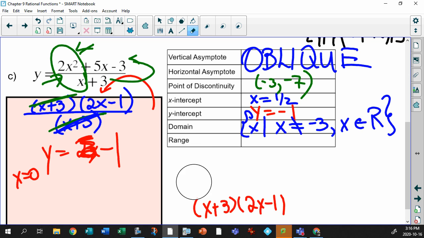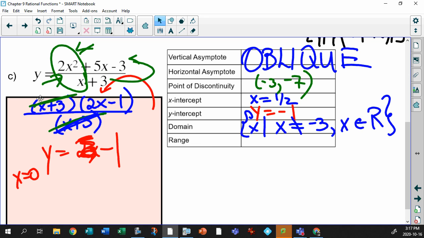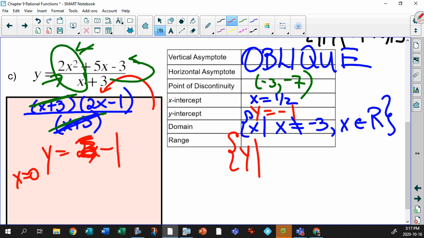Now, let's clean this up so I can do the range nice and pretty too. Okay? Now, do you remember what the range was? The range works out to be all values of y such that, okay? Now, think about it. You can only get it from this point of discontinuity. Y cannot equal minus 7, but y can be anything else.